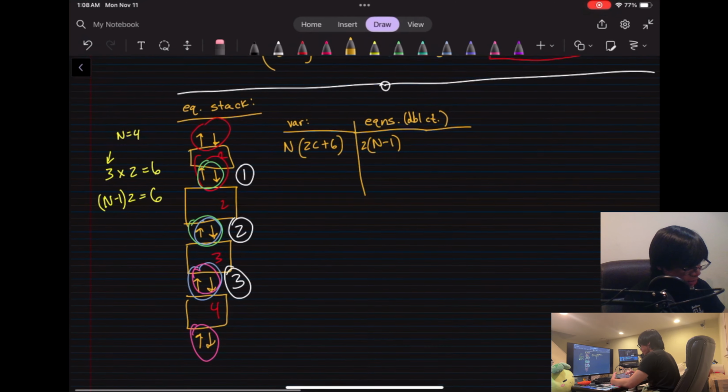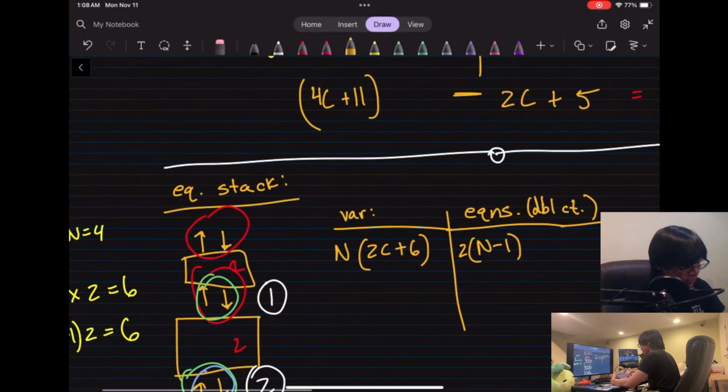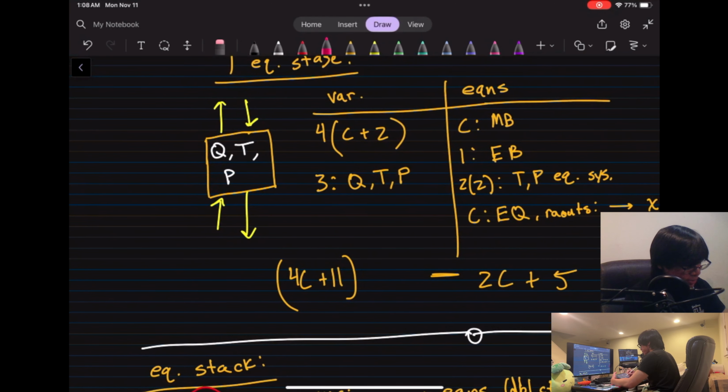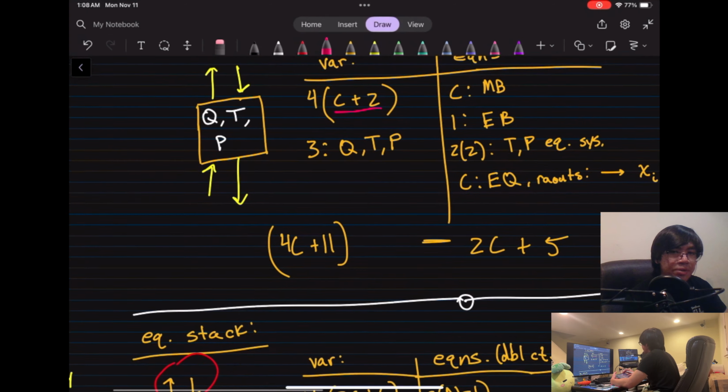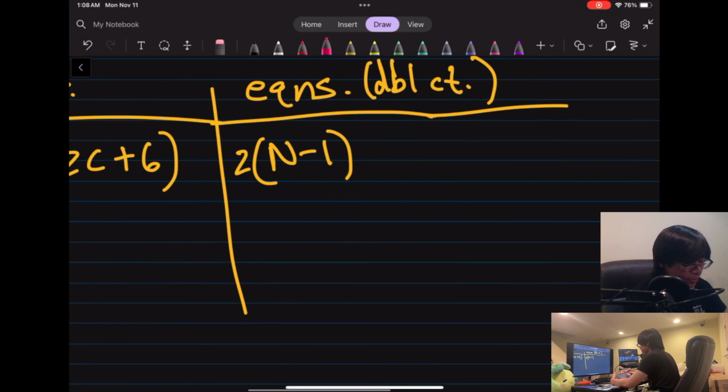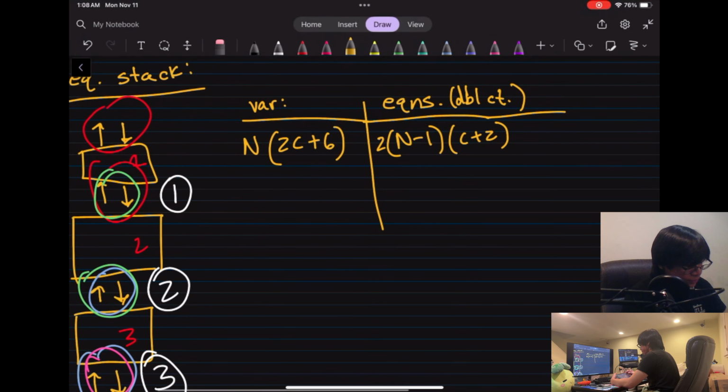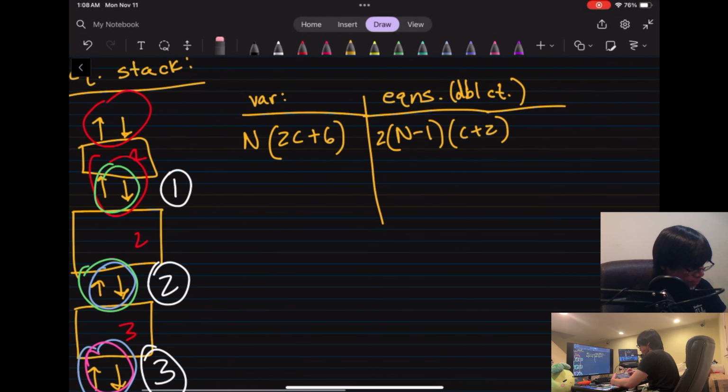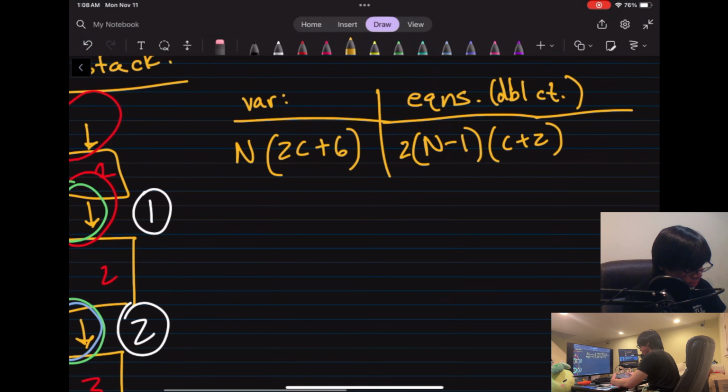And then remember, for each of these streams, for every stream, we always have to account for this C plus 2, the C, the flow rates of each component, and the 2, the temperature and pressure of each stream. So that is still a factor here. I think that's honestly it. This may be too long, so let's just multiply this.